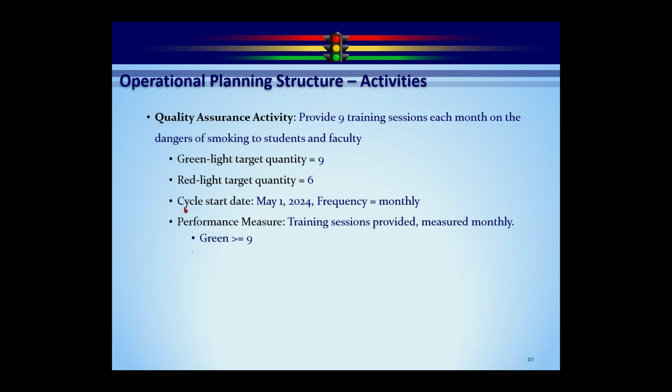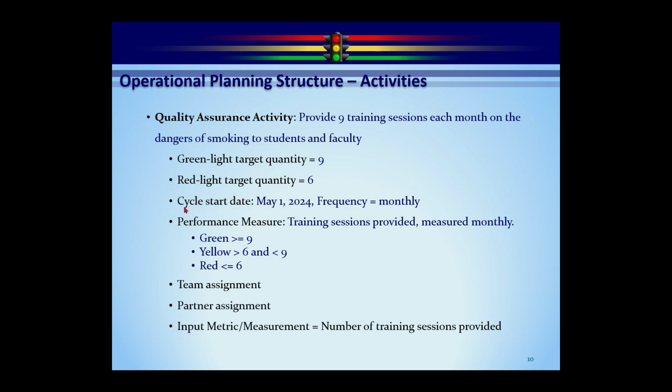Our performance measure, in this case, is going to be created for you: training sessions provided, measured monthly, with our green, yellow, and red values. And again, we're going to do team and partner assignments. Our measurement is simple: how many training sessions did we provide? So that's activity number 2, our QA activity.